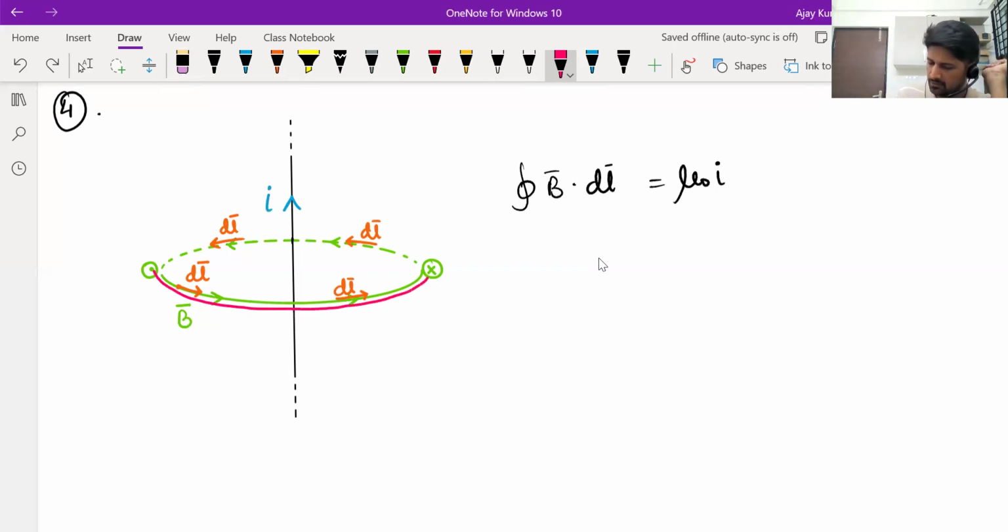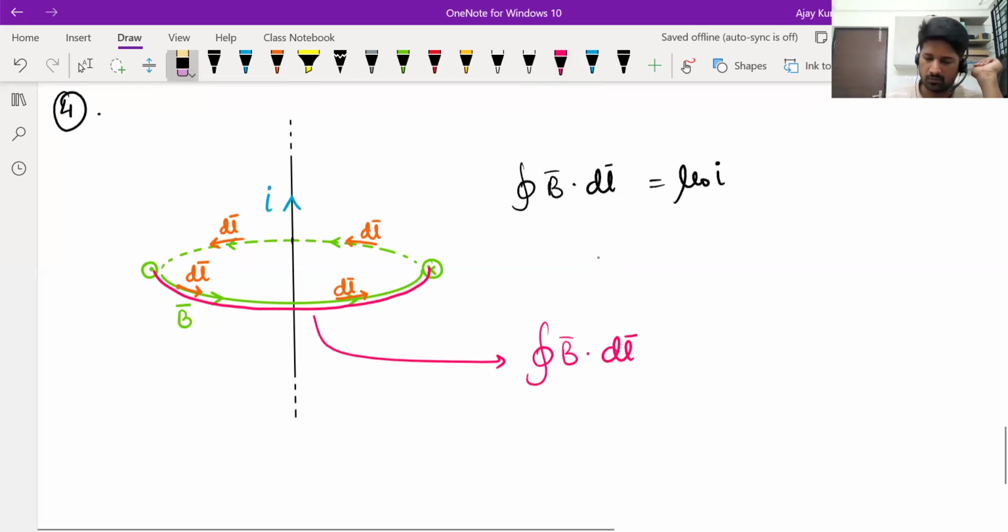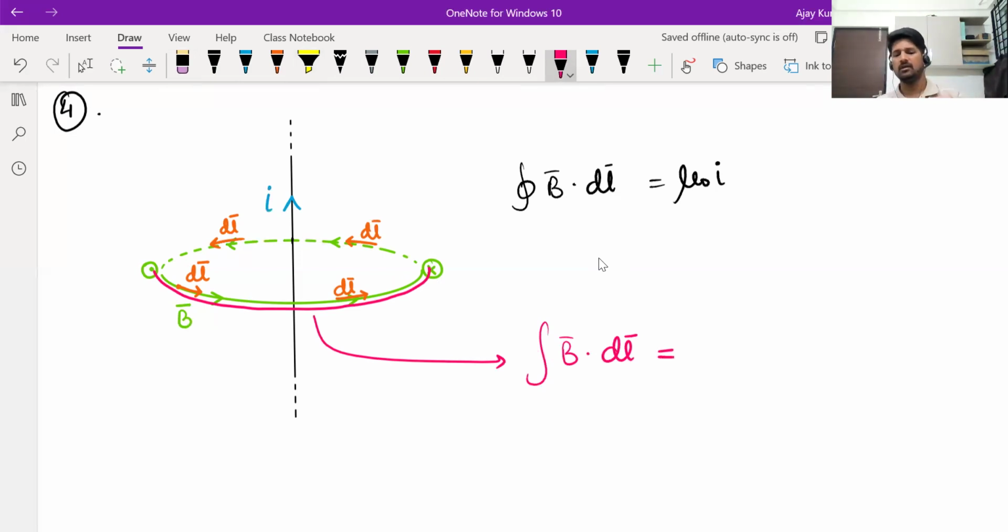Exact path is given to you, half the circle. For this path, what will integral B dot dl be? Okay, I should not put that ring around the integral because it's not a closed path now. It's an open path. But if I do integral B dot dl over a semicircle around this wire, what will integral B dot dl become? Think about it, type your answers in chat.